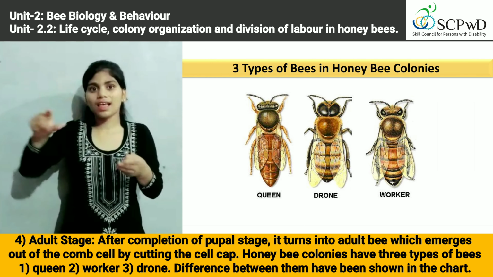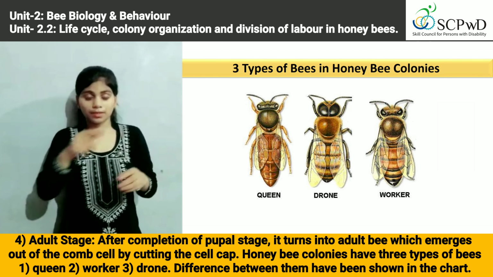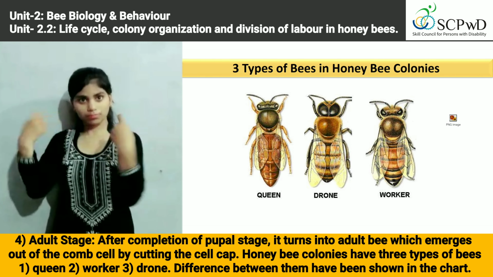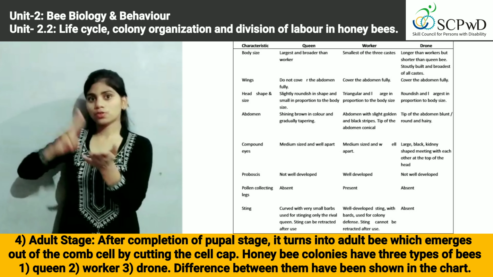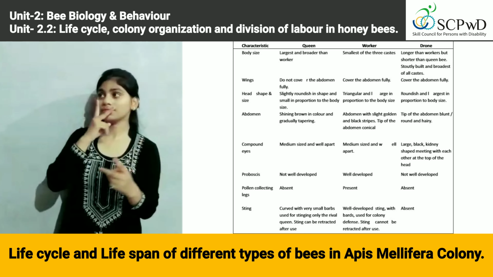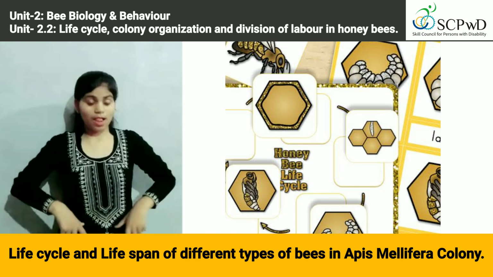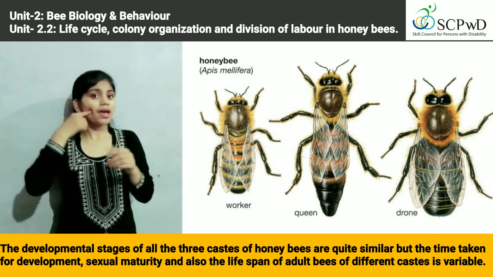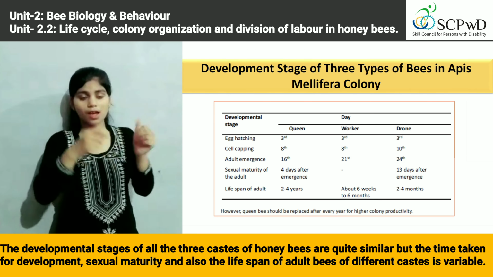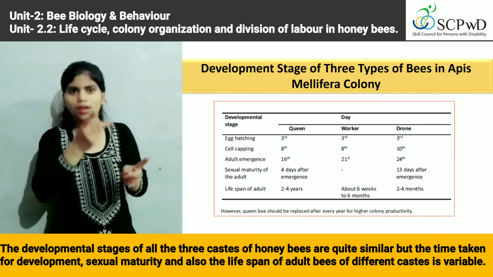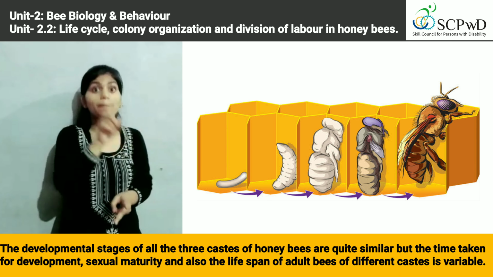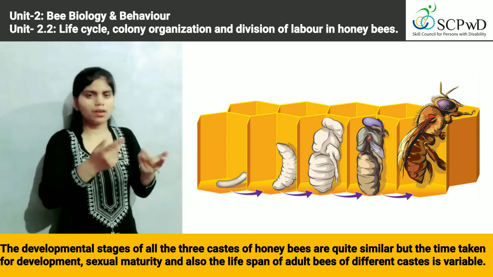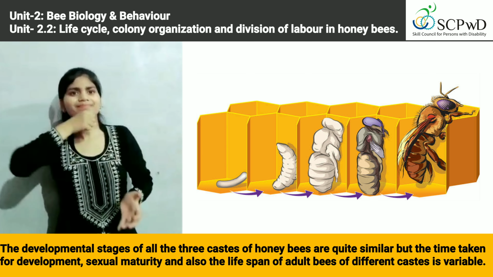Honeybee colonies have three types of bees. Number 1 queen, number 2 worker, number 3 drone. Difference between them have been shown in this chart. Life cycle and lifespan of different types of bees in Apis mellifera colony. The developmental stages of all three castes of honeybees are quite similar, but the time taken for development, sexual maturity, and also the lifespan of adult bees of different castes is variable.